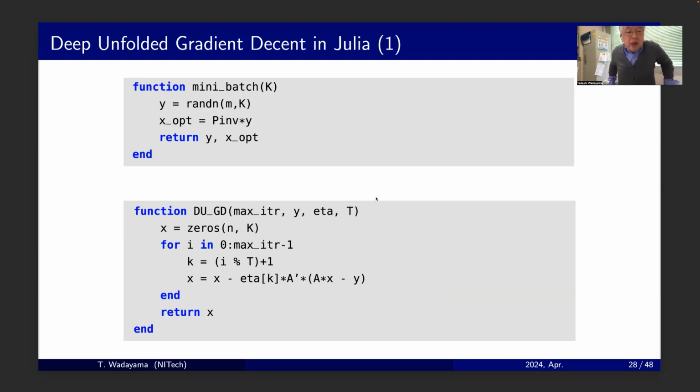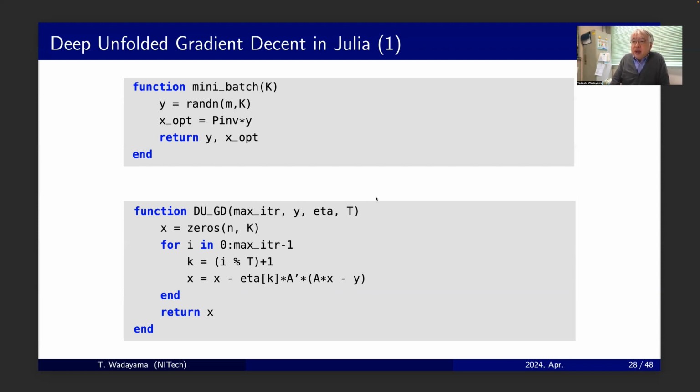Okay. This is the implementation of deep unfolding based gradient descent in Julia programming language. The upper block includes the mini-batch generator, and the lower block contains the gradient descent method, including the trainable parameter, eta. At the upper block, you can see the mini-batch generator. It returns y and x opt. y is a vector of length n. This is randomly generated. And x opt is the corresponding true solution of the least square problem.